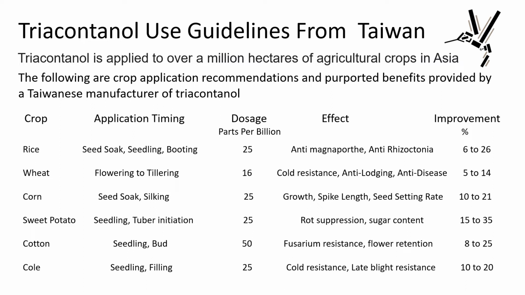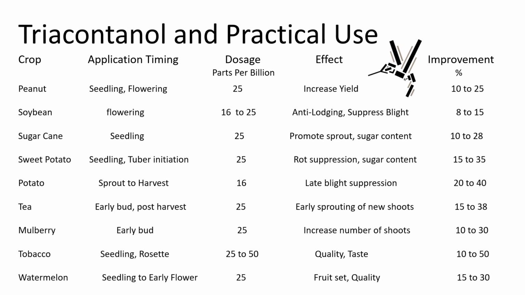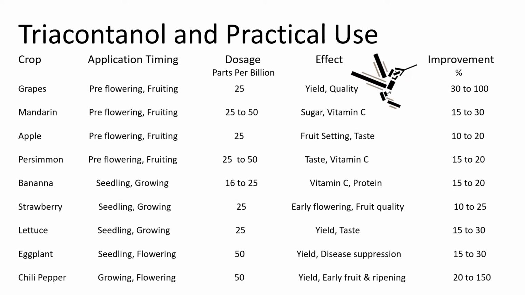If you go to our website, you can look at this document again, but I'm just going to go through here pretty quick. Here's more of their recommendations for using tricontanol in agriculture. And more of their recommendation. You can see, like with grapes at the top there, they're showing an increase in yield and quality of 30 to 100%. So, that seems pretty amazing.